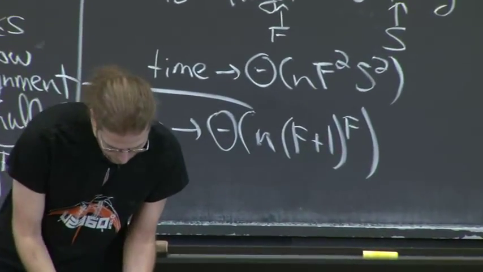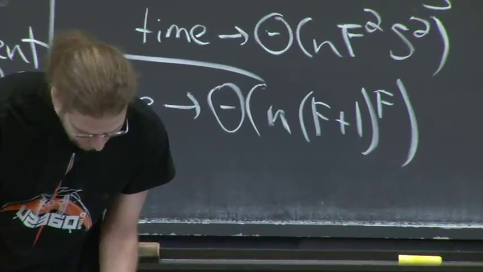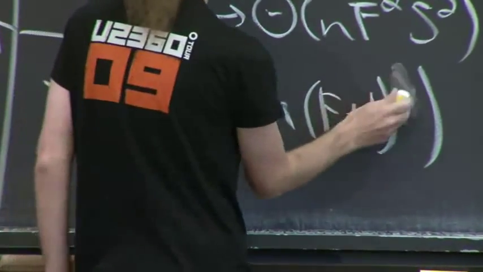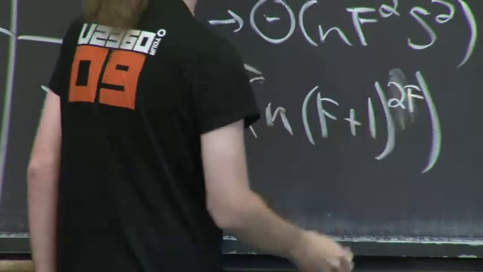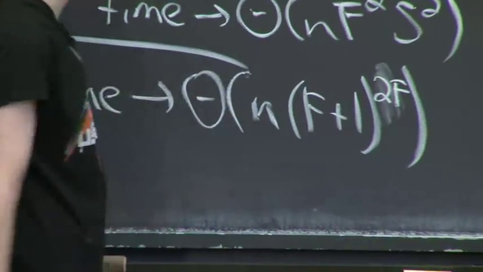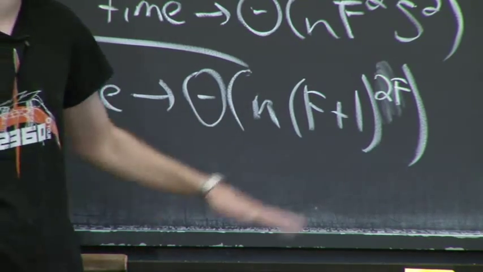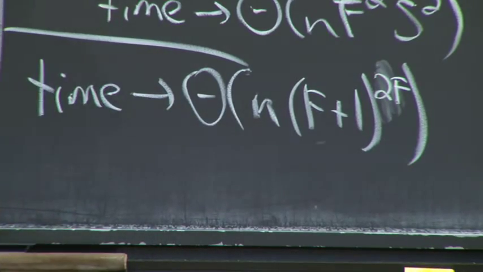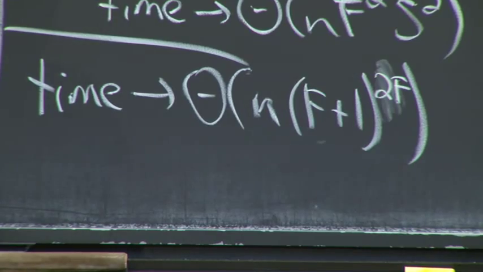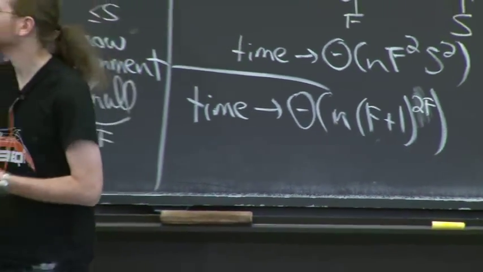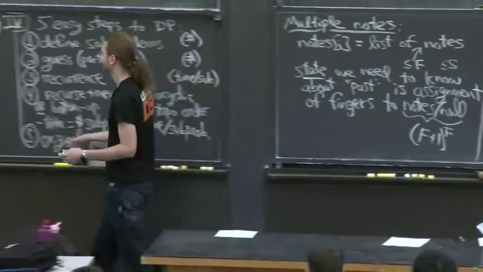Did I miss anything? Probably have to square that. Before it was F squared, now it's F plus 1 to the 2F. So if F is small, this is all right. Otherwise, not so great. But this is the best algorithm I know for chord fingering. Questions? Just trying to make it practical. Solve the real life problem.